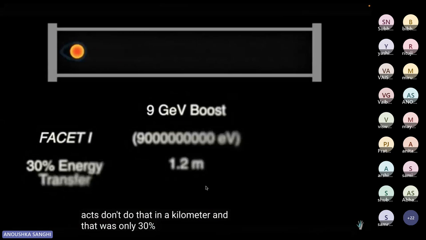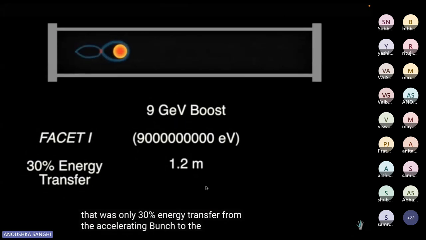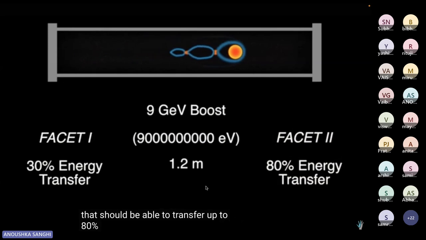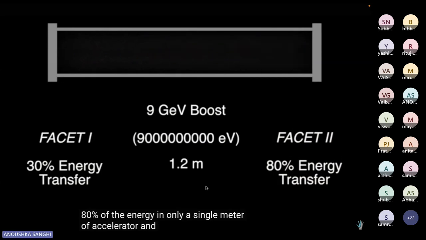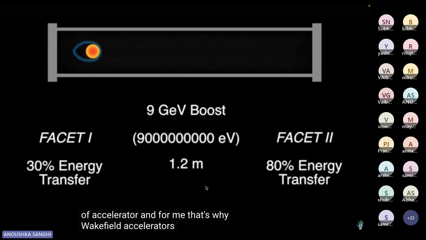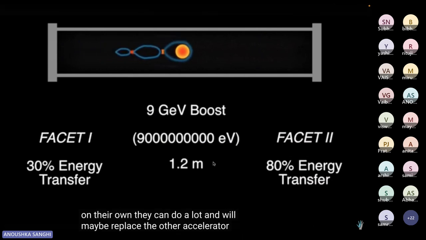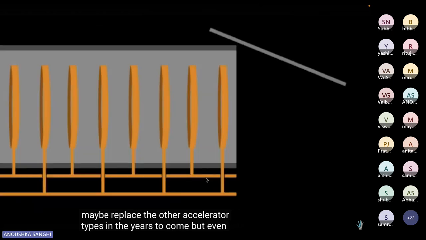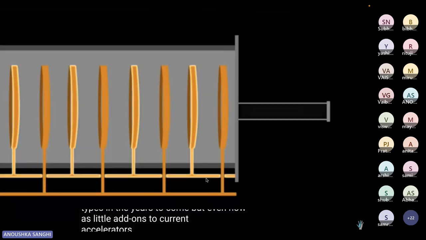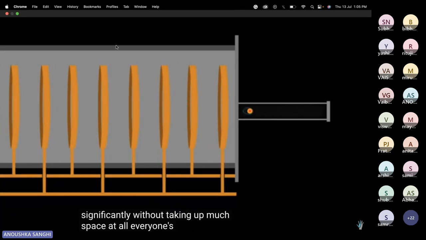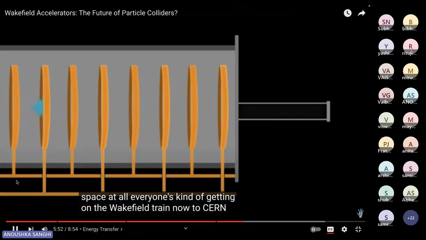And that was only 30% energy transfer from the accelerating bunch to the trailing bunch. They're building a new facility that should be able to transfer up to 80% of the energy in only a single meter of accelerator. And for me, that's why wake field accelerators are so exciting. On their own, they can do a lot and will maybe replace the other accelerator types in the years to come. But even now, as little add-ons to current accelerators, they can boost the energy significantly without taking up much space at all. Everyone is kind of getting on the wake field train now, too.